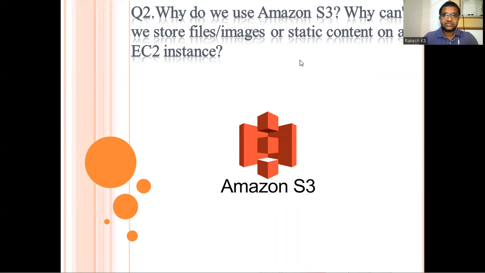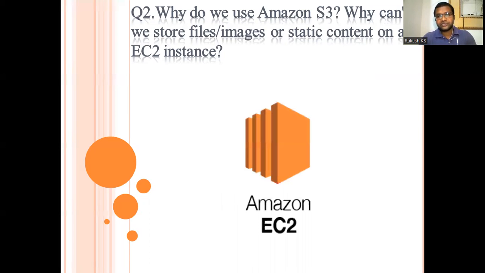EC2 instance is also an Amazon service. EC2 stands for Elastic Compute Cloud. So when you store files, images, and static components like HTML, CSS, the server hard disk gets full. And if you want to repurchase the hard disk and use more and more hard disk, the cost will go up. So in order to decrease the cost and overcome this cost issue, we don't use EC2 instance for static contents or image files. So we shall see the next question.